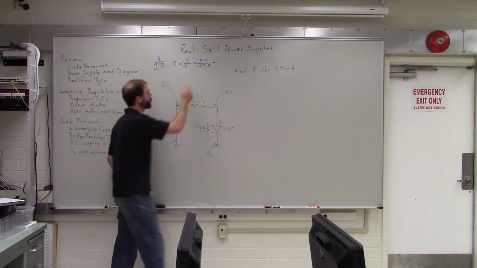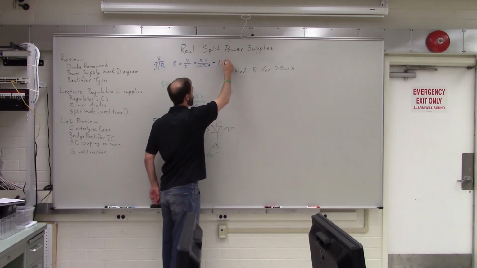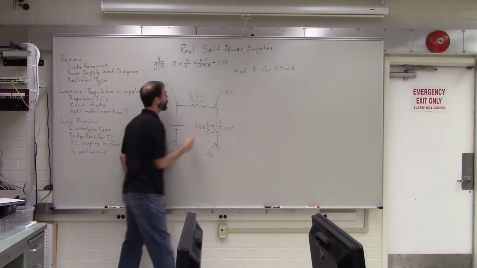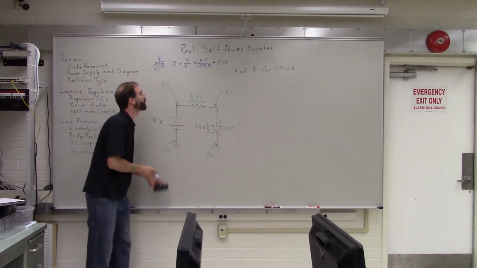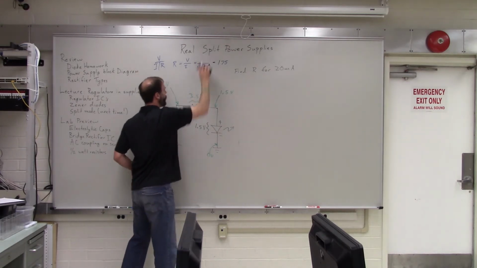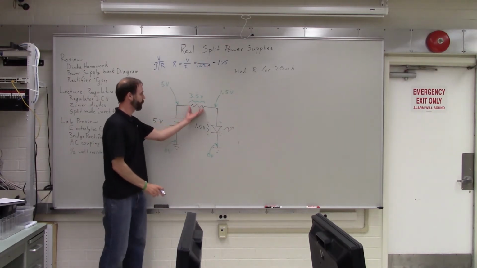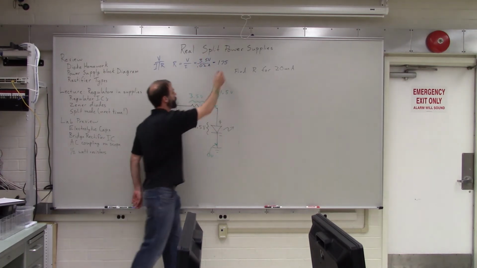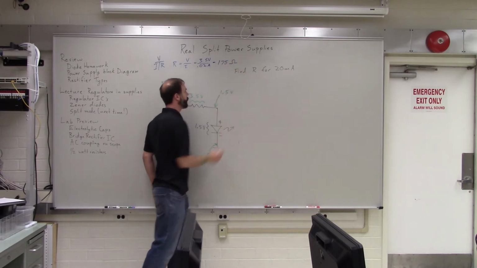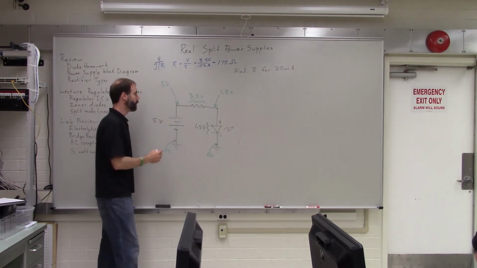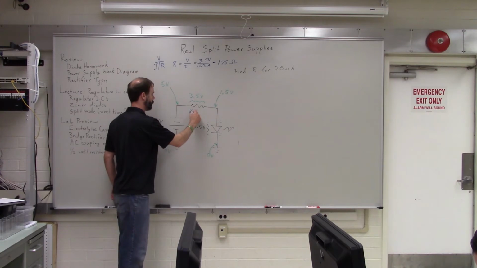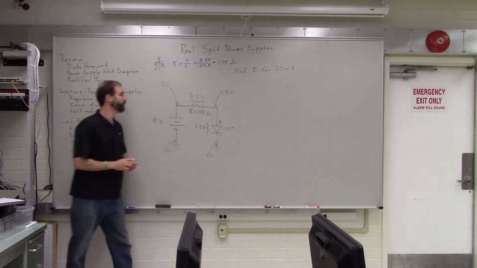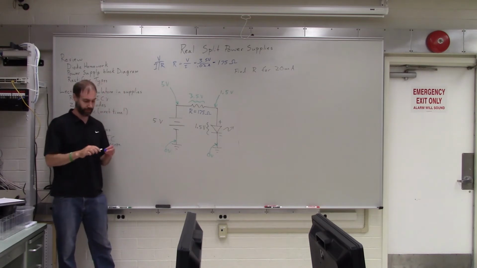Oh, you're right, I should divide 3.5, not 5. Thank you. Right, it's 3.5 volts across the resistor. So 3.5 volts divided by 0.02 amps is 175 ohms. The resistance is 175 ohms.